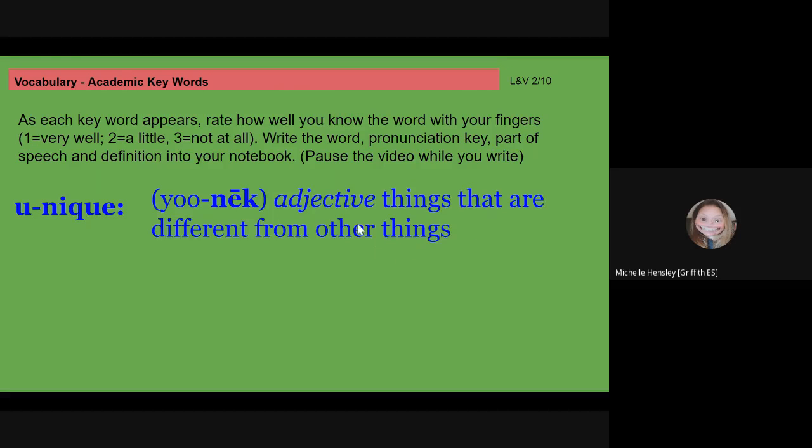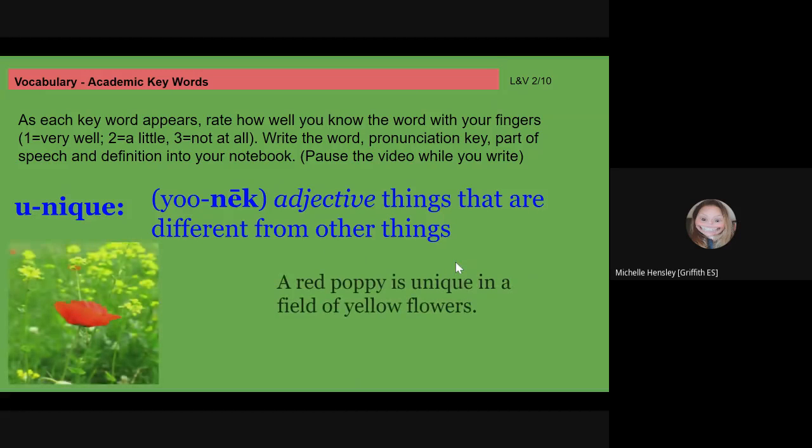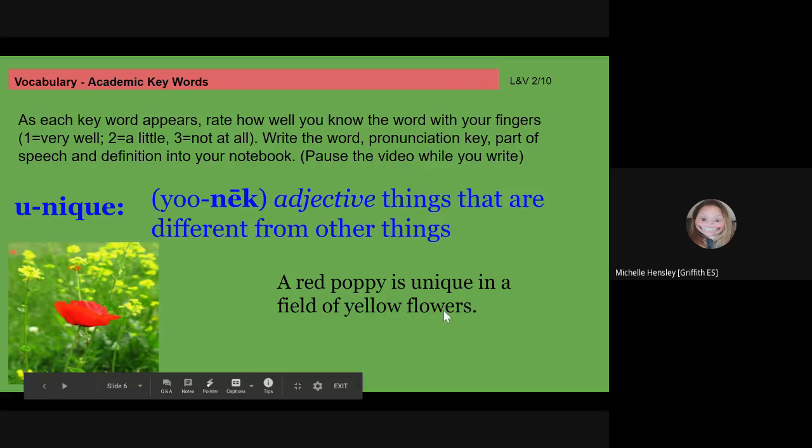Unique. A word used to describe things that are different from other things. A red poppy is unique in a field of yellow flowers, right? The whole field's full of yellow flowers and there's one red flower. It's unique. It stands out.